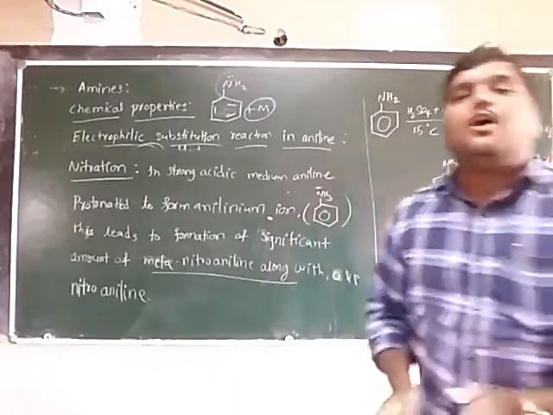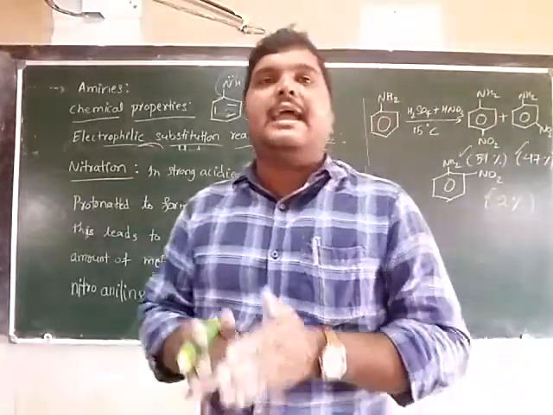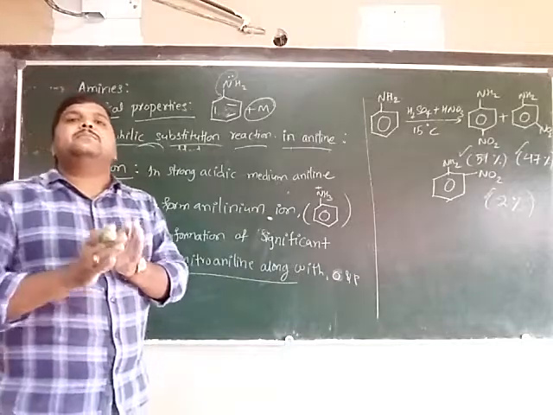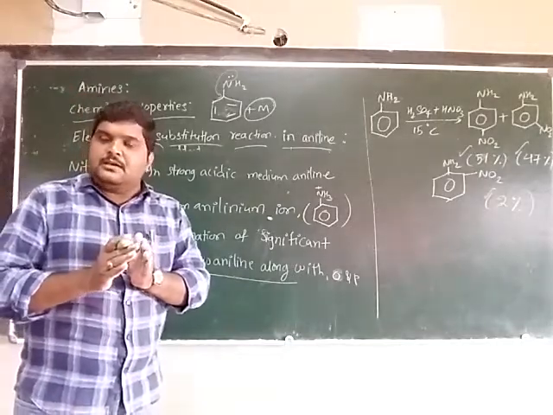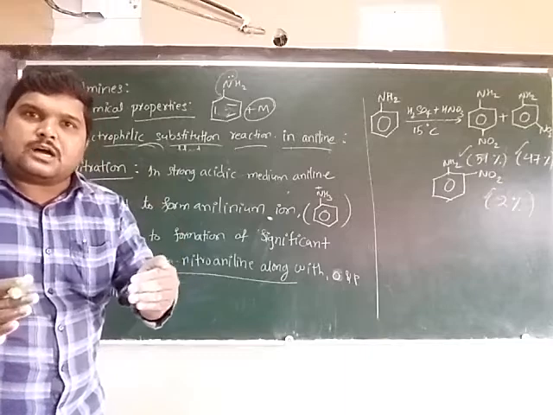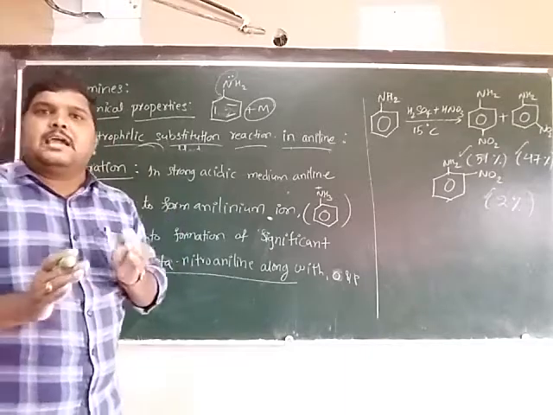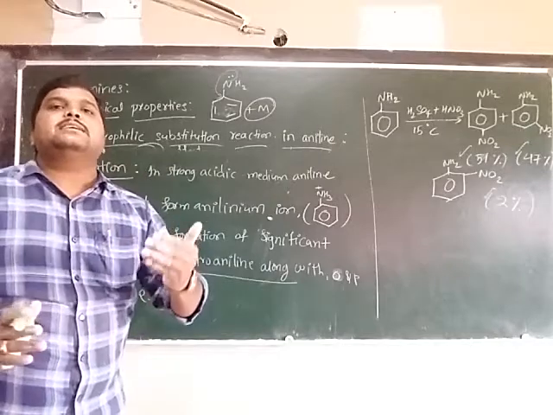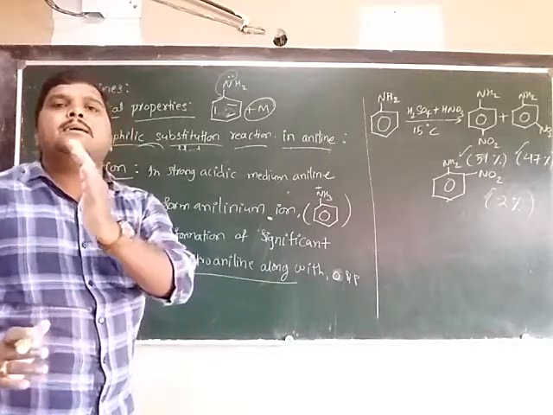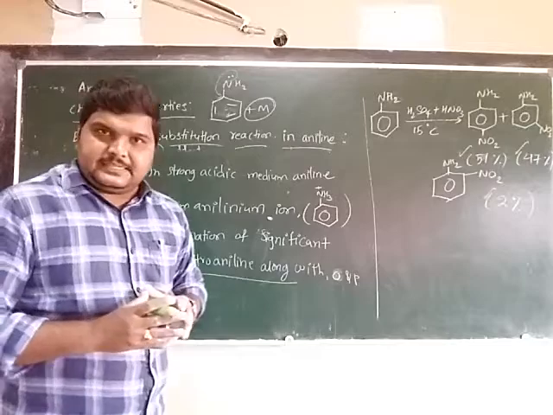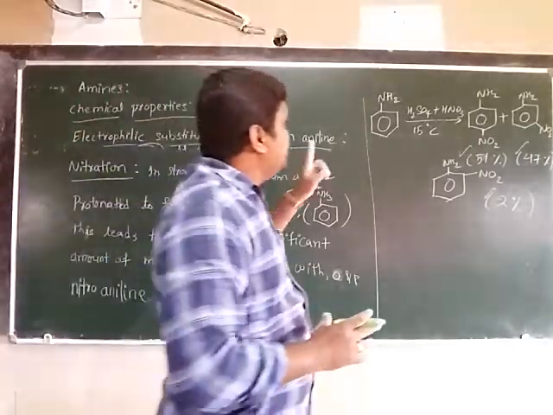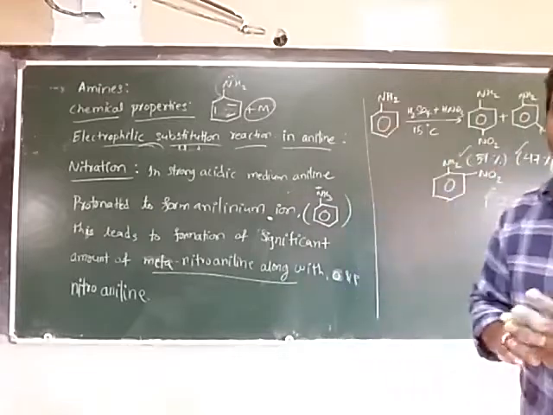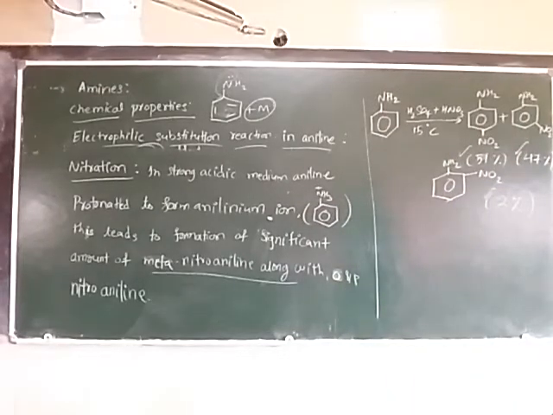So in the strongly acidic medium, anilinium ion formation takes place. This anilinium ion formation leads to the formation of a significant amount of meta-nitroaniline along with ortho and para-nitroaniline. Is it clear? So this is the formation of ortho, meta, para nitroaniline.